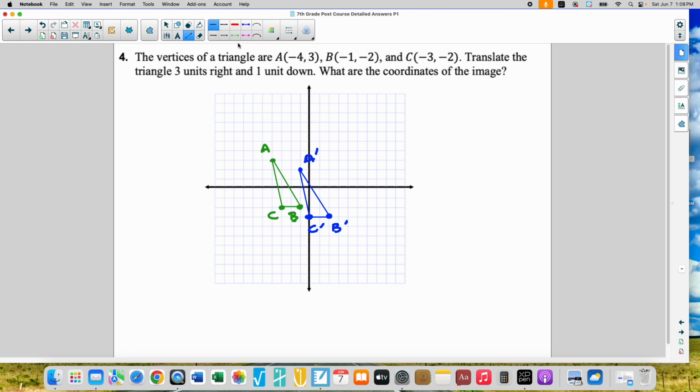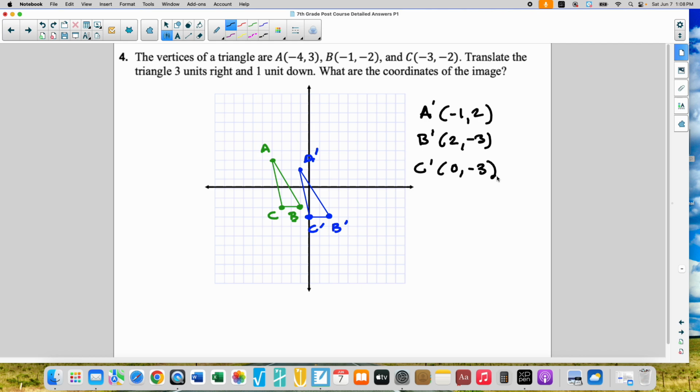So now we can write each of the coordinates. So A prime is going to be negative 1, 2. B prime is going to be 2, negative 3. And C prime is going to be 0, negative 3. That's one way of doing it.